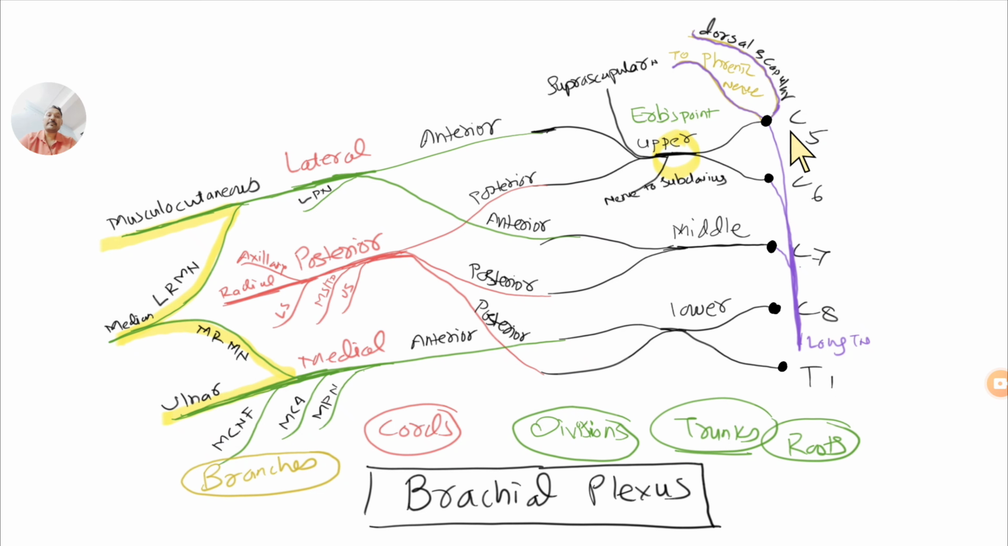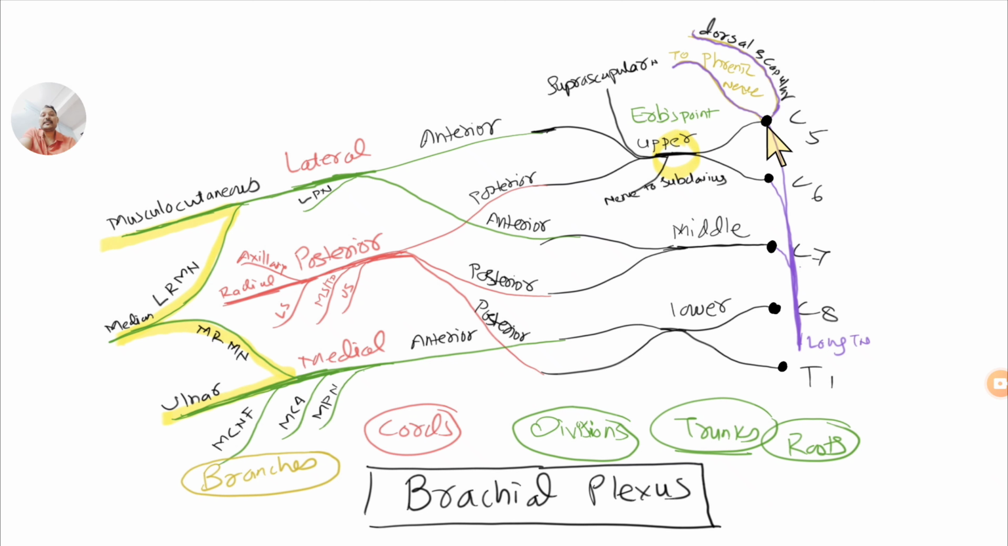Now you have another branch from C5 coming, and that is called the dorsal scapular nerve. This is again a branch coming from the root of the brachial plexus. Many of the books now are including nerve to subclavius arising from 5, 6 roots only. So refer to your newer books, see what they say, and write accordingly. But we consider this as a nerve arising from the upper trunk. Many books now are considering this as C5, C6.